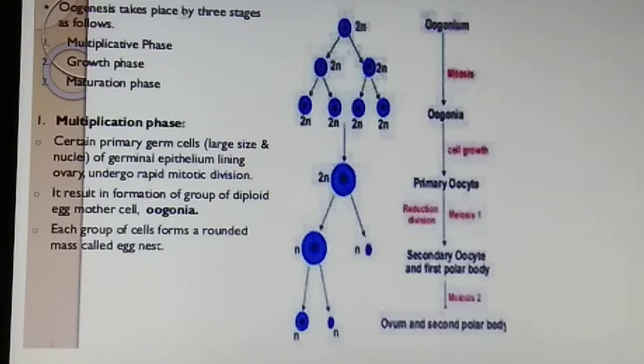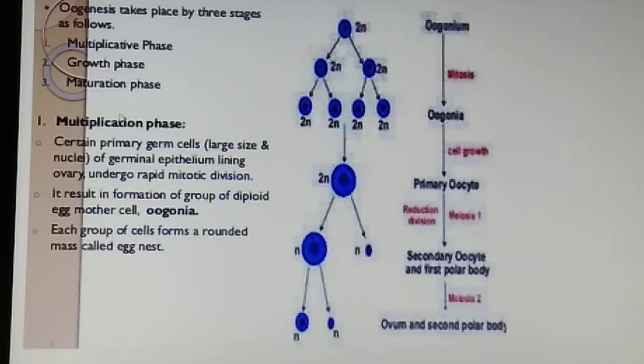And oogenesis takes place by 3 stages. So the first one we have is the multiplicative phase, the second one is the growth phase, and the third one is the maturation phase. Fine. So what happens in the case of the multiplication phase?